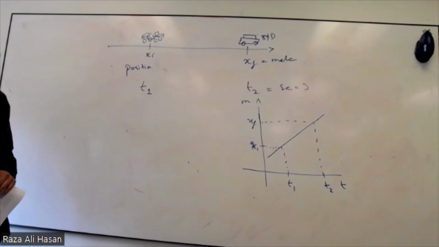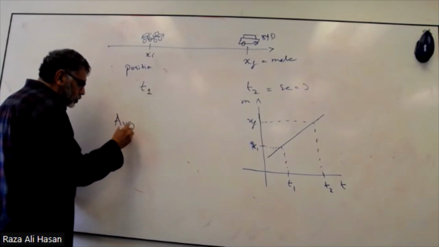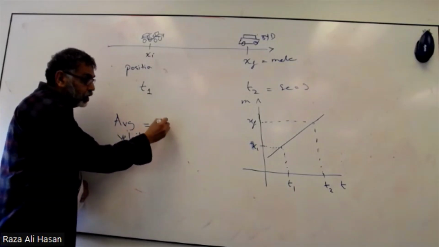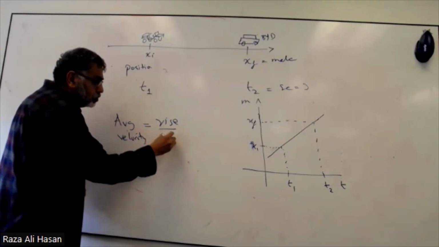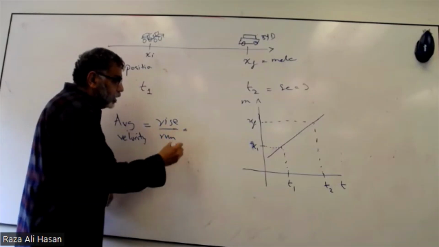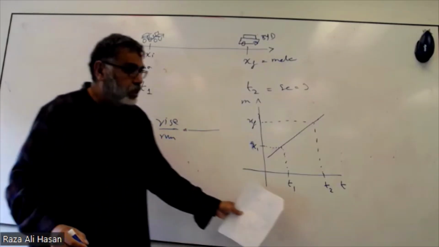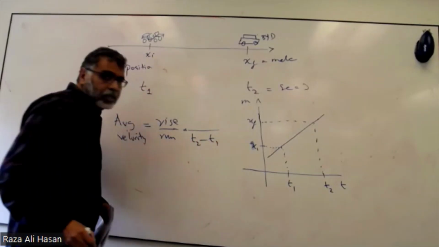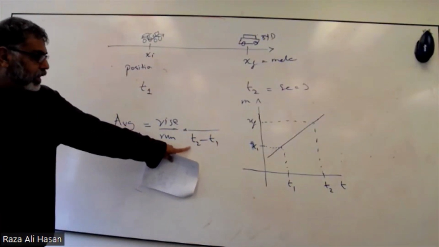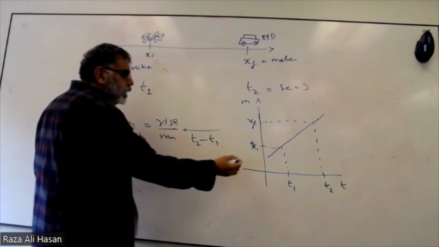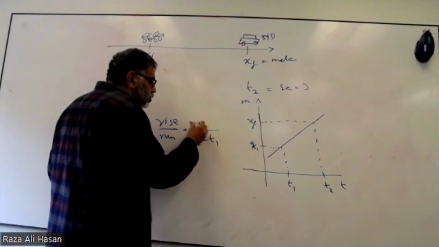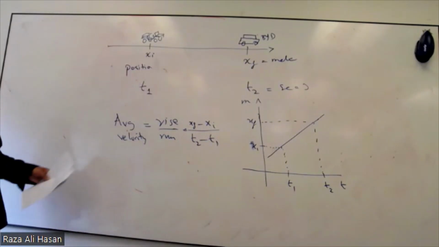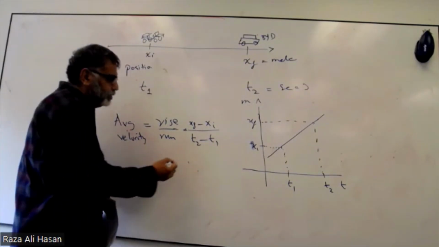So what's the average velocity? It's called rise over run. So let's do run first. T2 minus T1 is our run. This is the time it took. And then final position minus initial position. Now, why are we doing this? Because we are doing it.